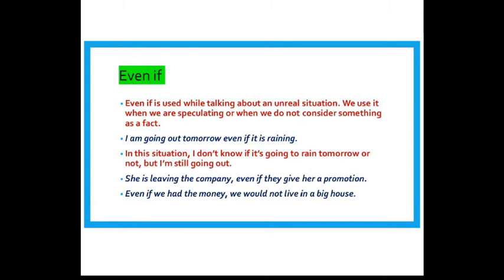For example: I am going out tomorrow even if it is raining. It is an unreal situation. In this situation, I don't know if it is going to rain tomorrow or not, but I am still going out. Here are more examples: She is leaving the company even if they give her a promotion. Even if we had the money, we would not live in a big house.